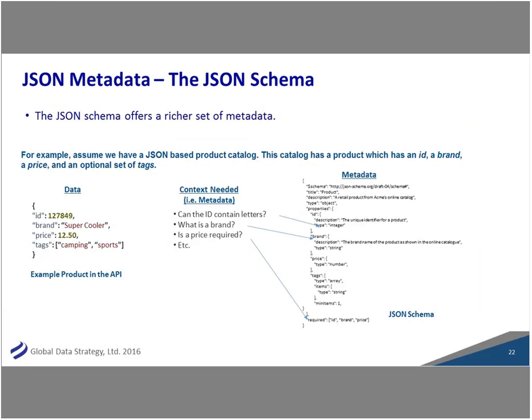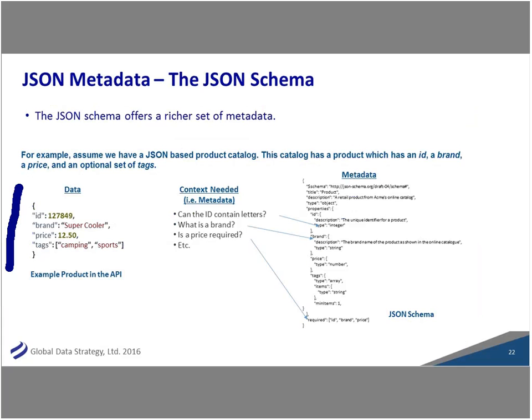Okay, so similar to XML, there's this idea of a schema with JSON metadata, and here's an example. You might have a JSON-based product catalog. So you have an ID, a brand, a price, and an optional set of tags. I see it as a bit more advanced than some of the things you can do with XML. So here on the left, you can have your data, right? And that can be a little confusing to folks because it's a mix of metadata too, right? You can obviously see that this is an ID, a brand, a price, and you can do things like tags, like a metadata tag, so that I can say that this information has to do with camping and sports because it's a super cooler, maybe something like a cooler you put water or beer or something in.